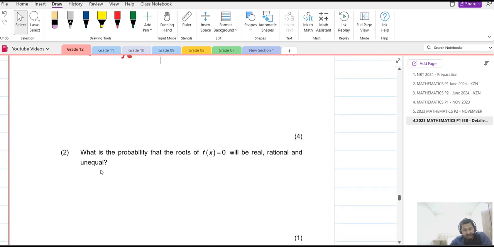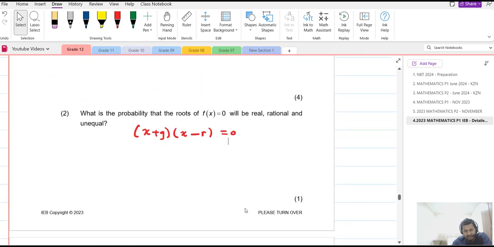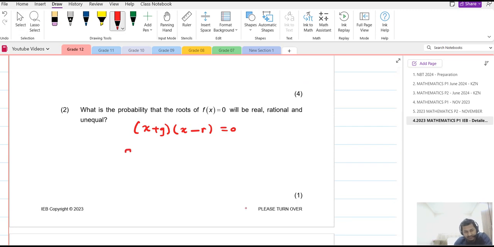Moving on to the next question. What is the probability that the roots will be real, rational, and unequal? At the moment, what are the roots? f of x equal to 0 is x plus g, x minus r equal to 0. I'm going to solve for the roots: x is equal to negative g, or x is equal to r. Remember these are natural numbers. g, r are elements of natural numbers, because the numbers are 1, 2, 3, 4, 5, 6.